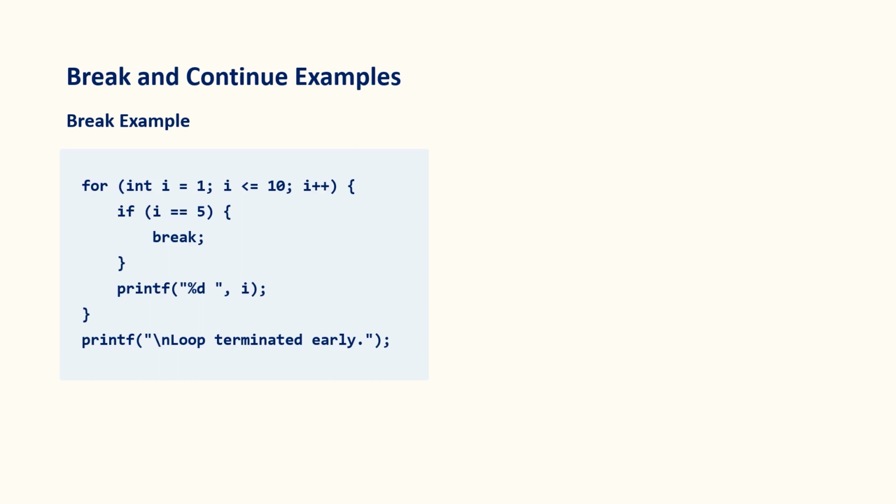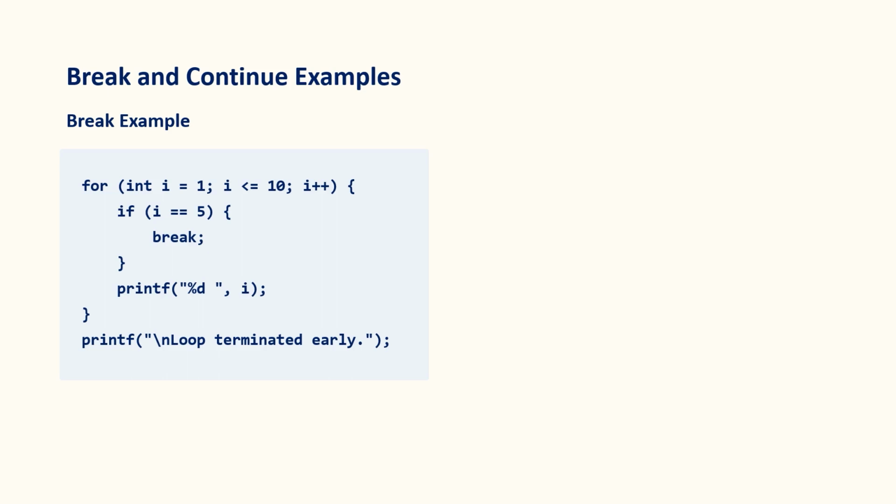But if i equals 5 becomes true, the break statement is triggered, which immediately terminates the loop. As a result, the loop doesn't complete its intended 10 iterations. Instead, it stops after the 4th iteration. So, the printf inside the loop will only print the numbers 1, 2, 3, and 4.